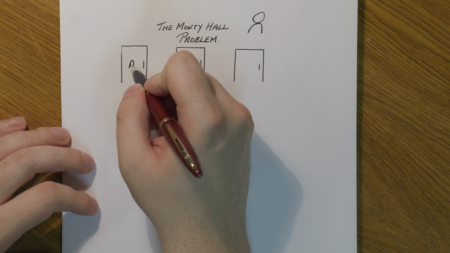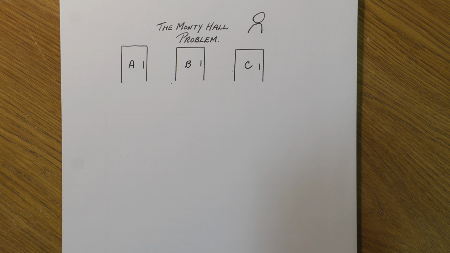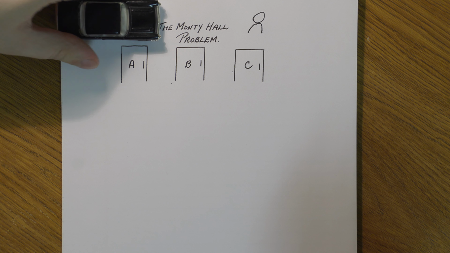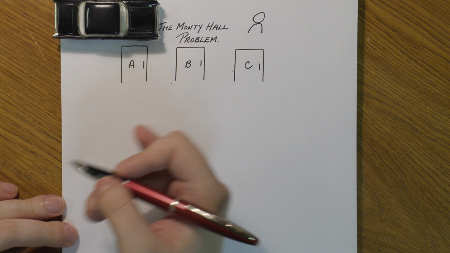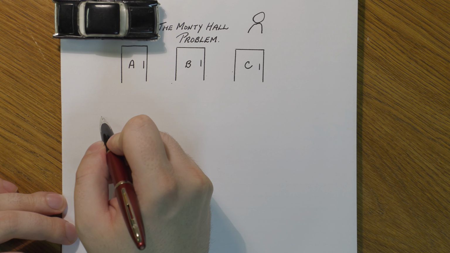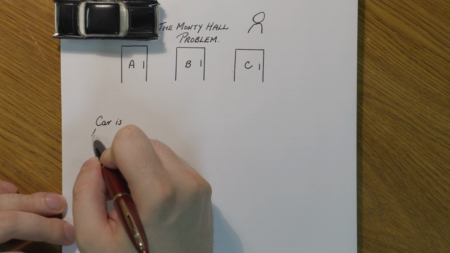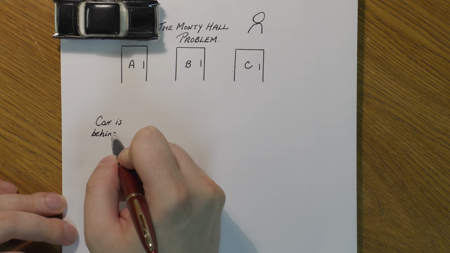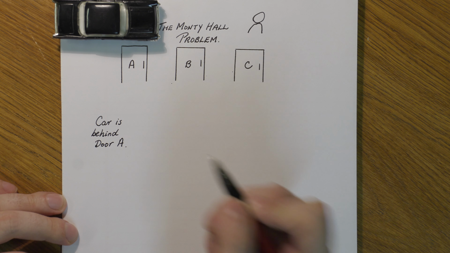We'll call this one A, this one B, and this one C. Now, we'll say initially that the car, which is the prize that the contestant wants to get, is behind door A. But the contestant doesn't know this. So let's just say the car is behind door A.